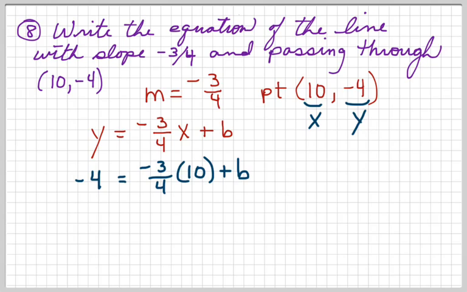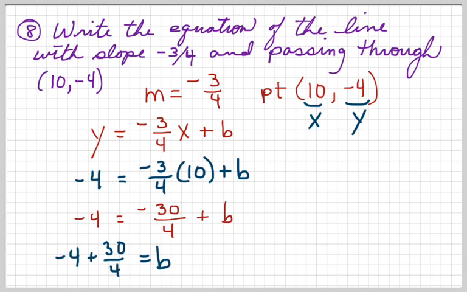Okay, we had a problem with that today. A lot of people were doing this step and then messing up or making a mistake when they tried to figure out b. So negative 3/4 times 10 is negative 30/4. And then our next step is we're going to add 30/4 to both sides. On the right hand side, it makes 30/4 disappear.